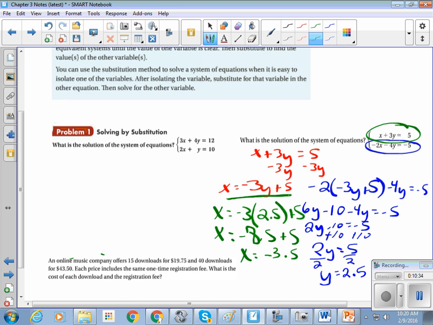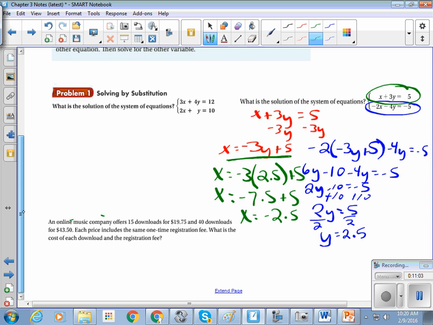And let's just double check all of our numbers. So we are going to go back to our original statement here. And this is 7.5. Negative 7.5 plus 5 is a negative 2.5. So x is negative 2.5, y is 2.5. So the solution is negative 2.5, comma 2.5.